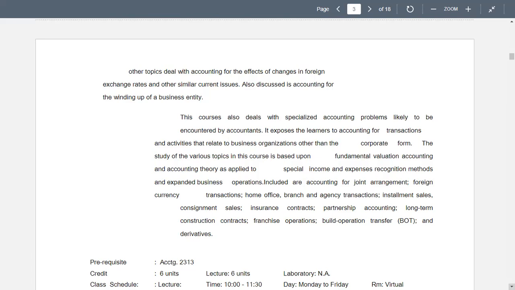The study of the various topics in this course is based upon fundamental valuation, accounting, and accounting theory as applied to special income and expenses recognition methods and expanded business operations. Included are accounting for joint arrangement, foreign currency transactions, home office, branch and agency transactions, installment sales, consignment sales, insurance contracts, partnership accounting, long-term construction contracts, franchise operations, build operation transfer or BOT, and derivatives.